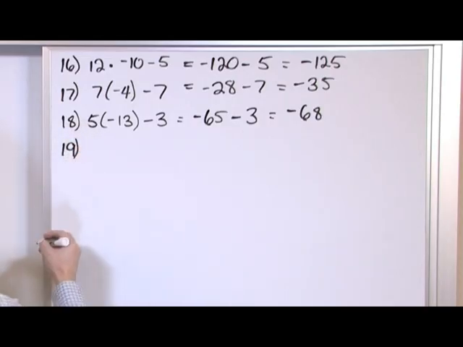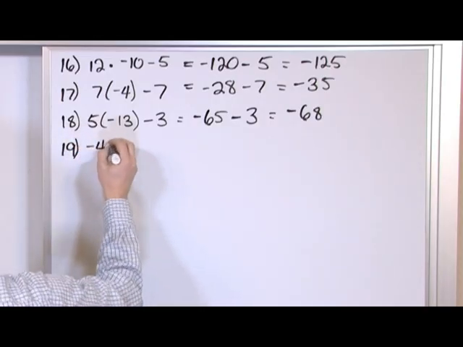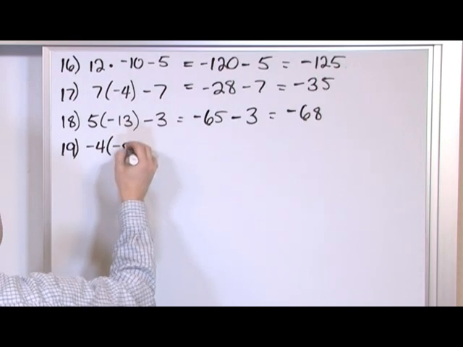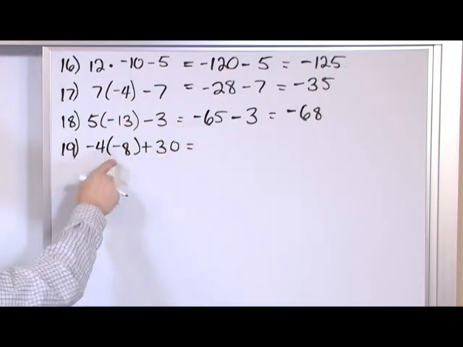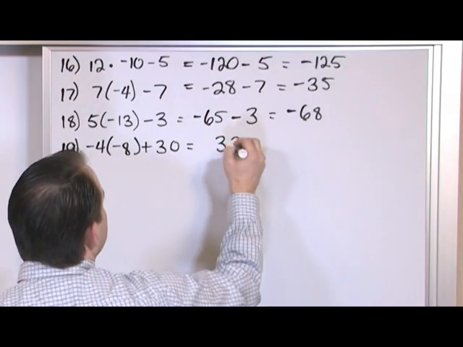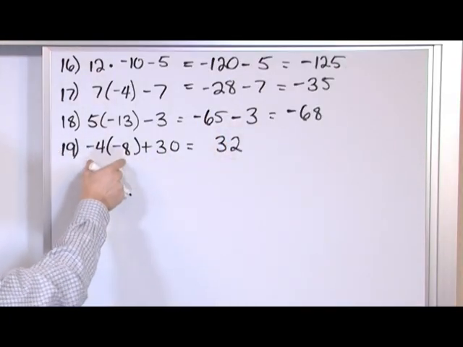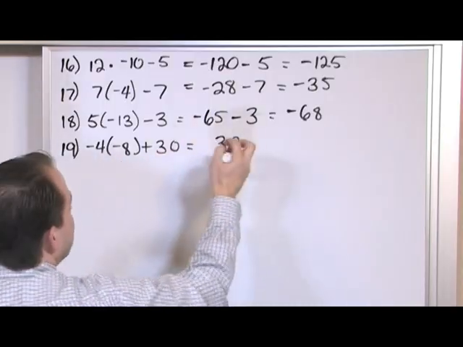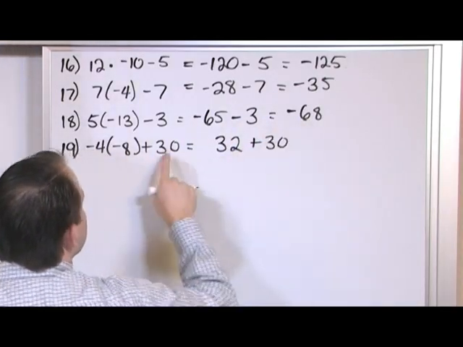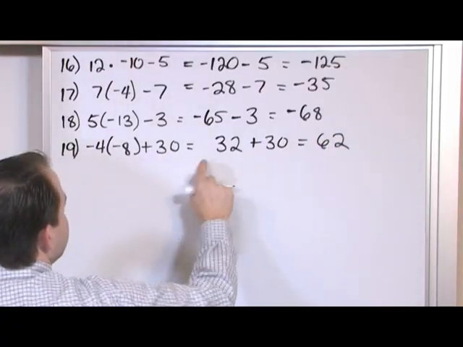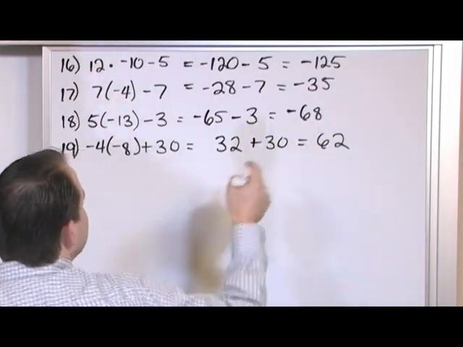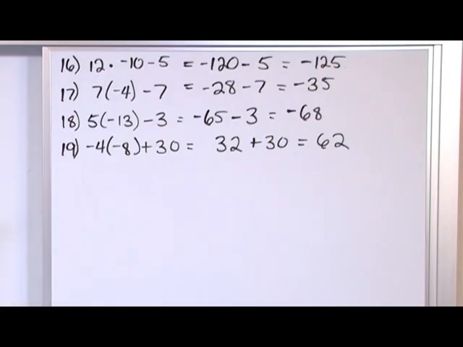All right, and let's look at number 19. Let's say we have negative 4 times negative 8 plus 30. Well, 8 times 4 is 32, and it's going to be positive because these are both the same sign. They're both negative. And we still have to add the 30 from our problem, and so what we're going to have in the end is 62. There's nothing to do really here. You just add them up. The sign is positive because it's a regular addition.